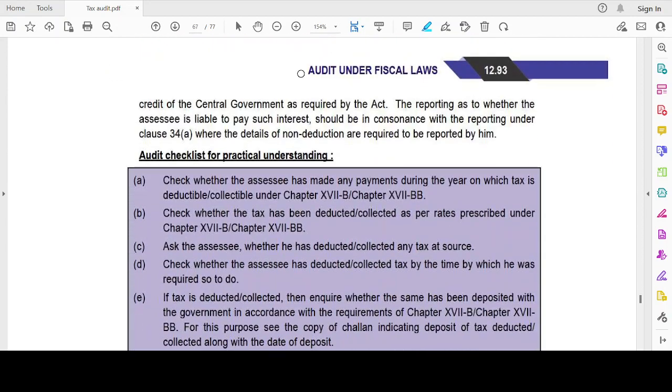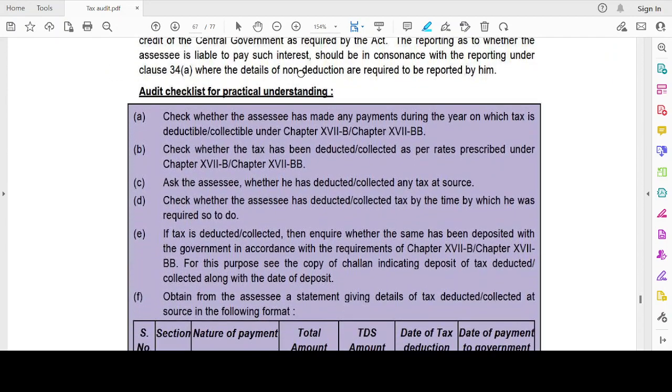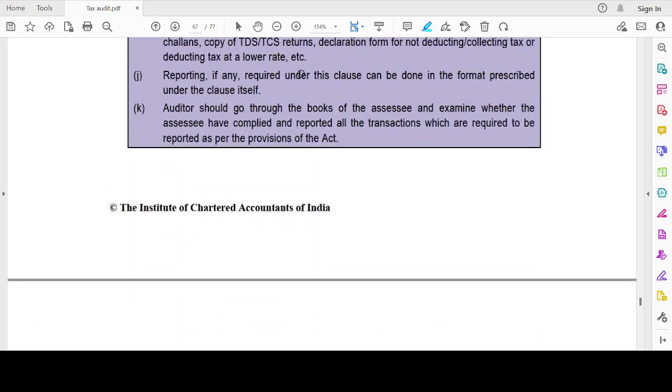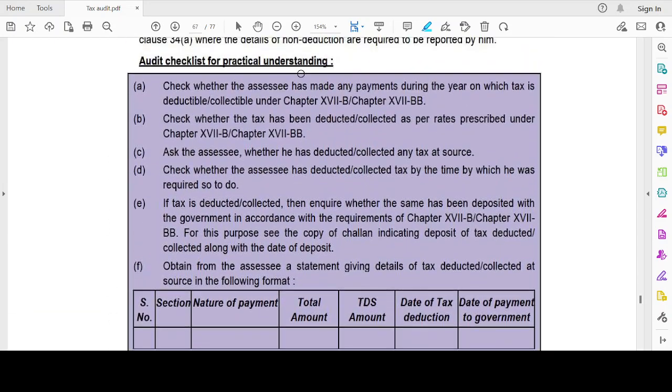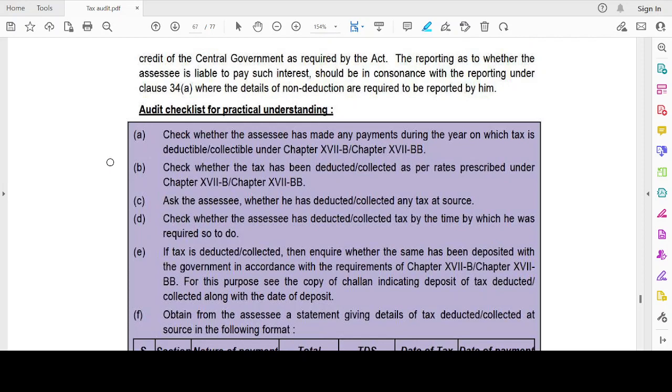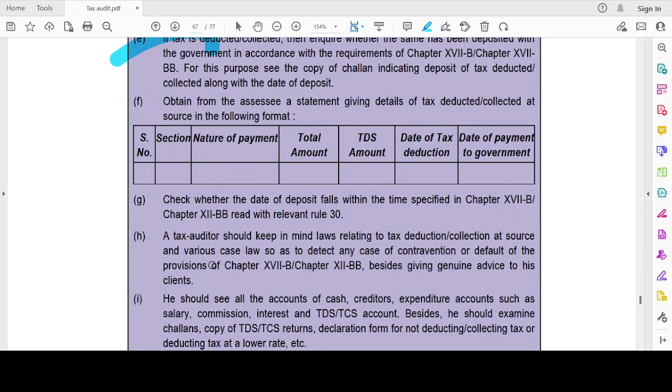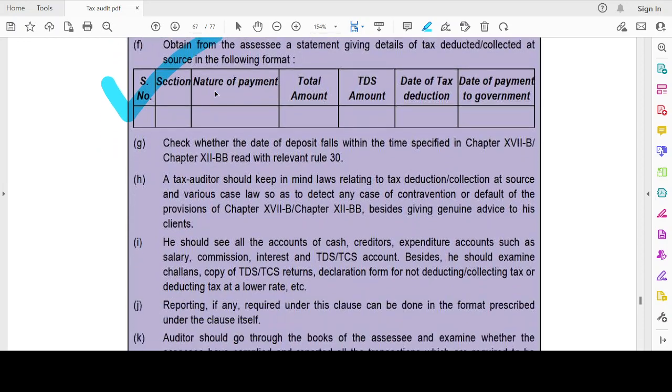Now, 34C. Whether the assessee is liable to pay any interest, if yes, please furnish the details. Simple. Now, that is interest on TDS amount. Let's quickly go over it. Have to check whether TDS is applicable, and then see whether it is deducted or collected, and check whether at the correct proper time. If it is deducted or collected, I have to ensure that it has been deposited within the due date. I have to obtain the copy of the challan, and I will get the details in this format.